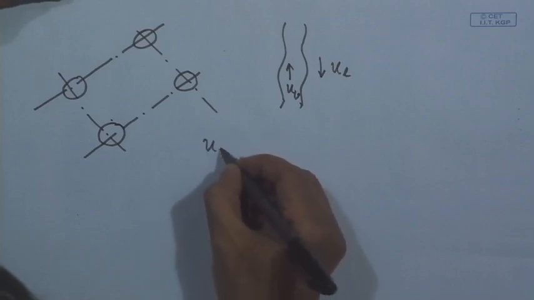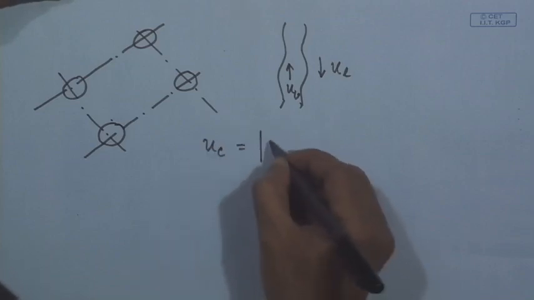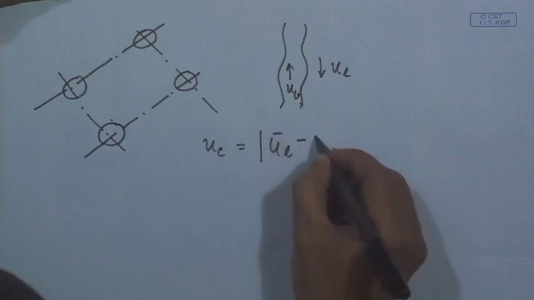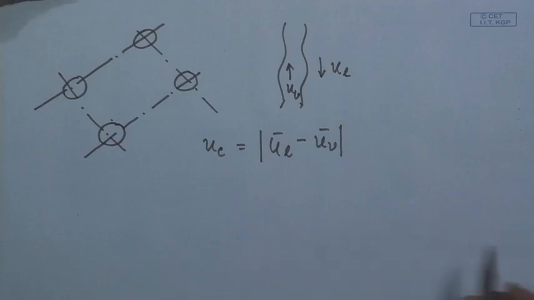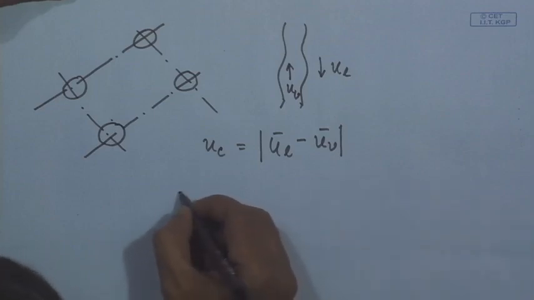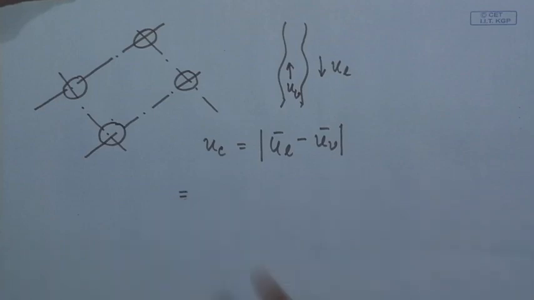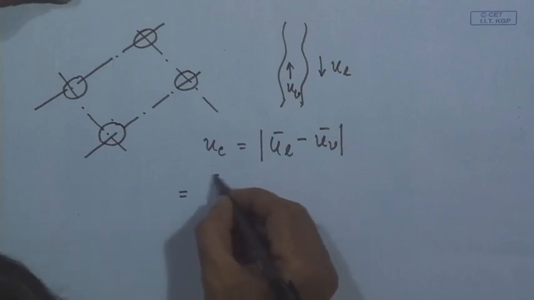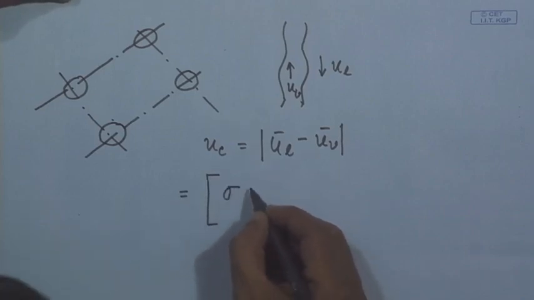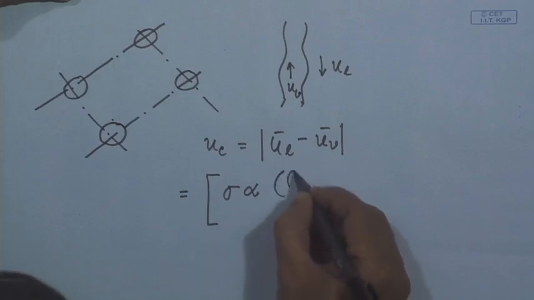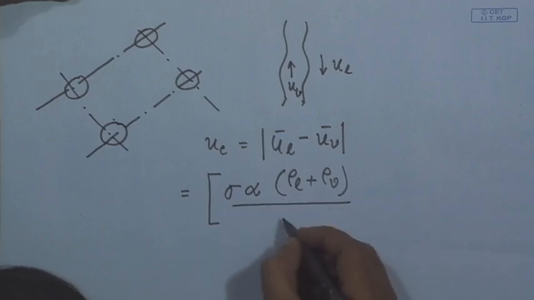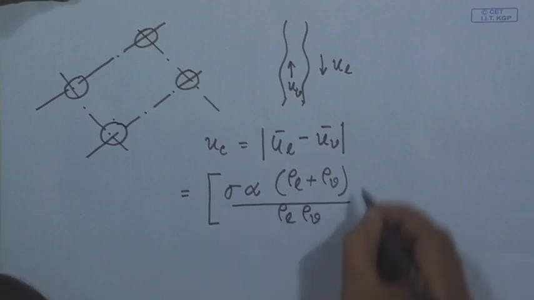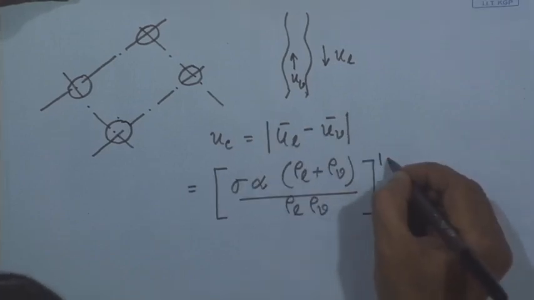So, UC, that is given by UL bar minus UV bar. That means we have to take care of the direction of these velocities also. And one relationship has been proposed for this relative velocity, which is given by sigma into alpha times rho L plus rho V, divided by rho L rho V, whole to the power half.